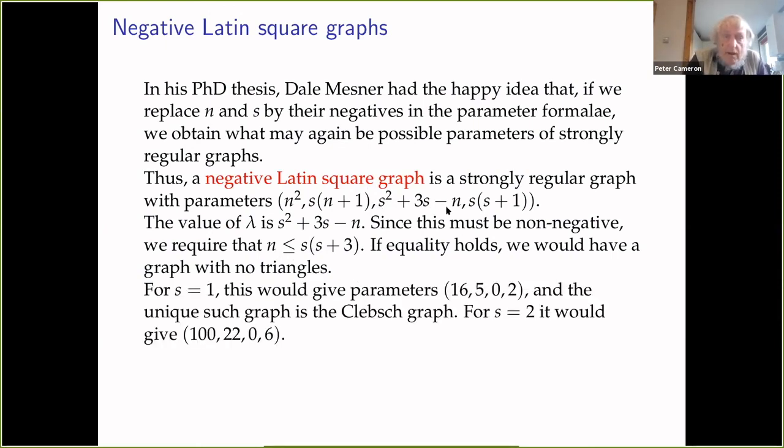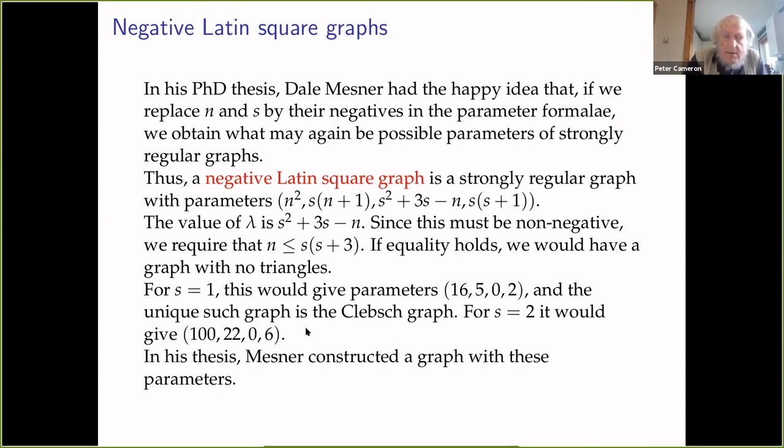So that's what Mesner did. And in fact, if you put s equals 1, then n will be 4, so n squared will be 16, and you get the parameters of the Clebsch graph. If you put s equal to 2, you get the parameters 100, 22, 0, 6.